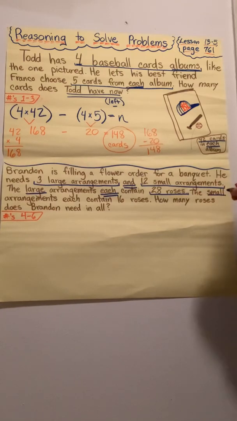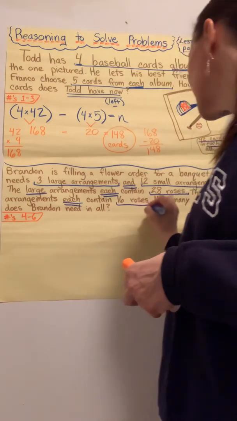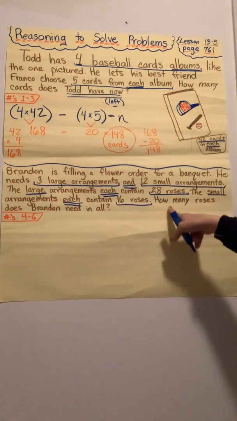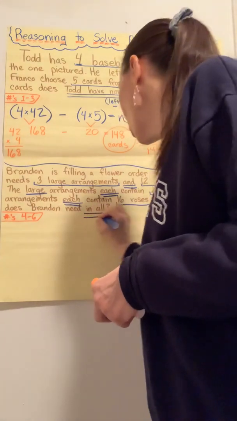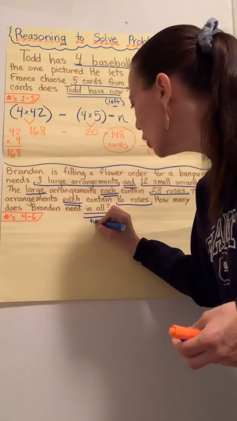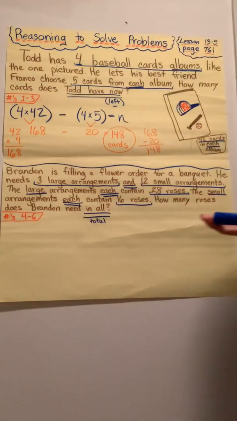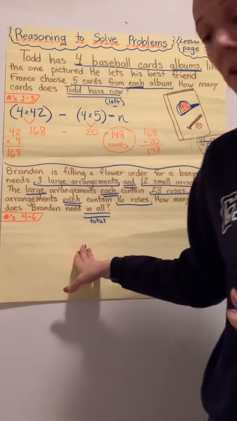The small arrangements each contain 16 roses. How many roses does Brandon need in all? Okay, in all tells me I'm looking for a total. I'm either adding or multiplying to get my total. I should end up with a much larger answer than I started with.